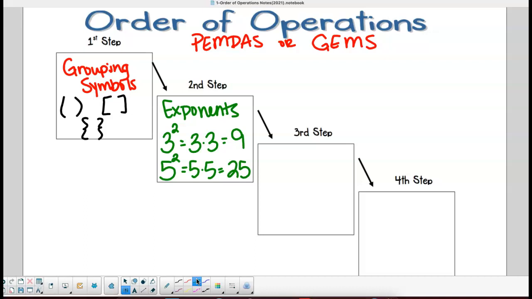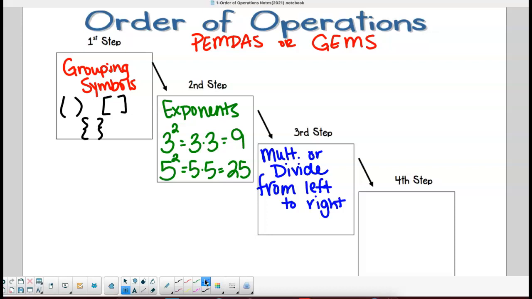What does the M stand for? Taya? Multiply. What does the D stand for? Elise. Divide. Do you have to multiply and then divide? No. It could be divide and then multiply. So the third step is to multiply or divide from left to right. Multiply or divide from left to right.